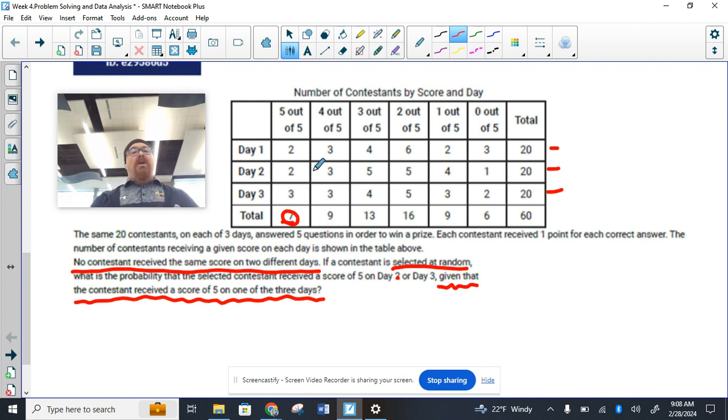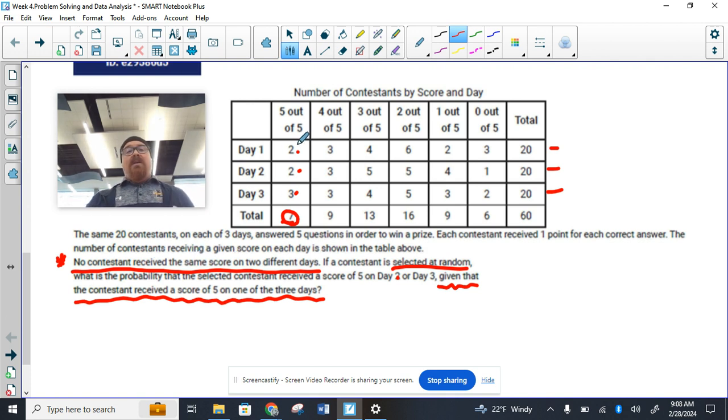And then you're wondering, so on day 1, there were 2 contestants that did this. And then on day 2, there were 2 contestants. And then on day 3, there were 3 contestants. You start to wonder, well, is there any overlap? And that's why I underlined this statement from the beginning. No contestant received the same score on 2 different days.